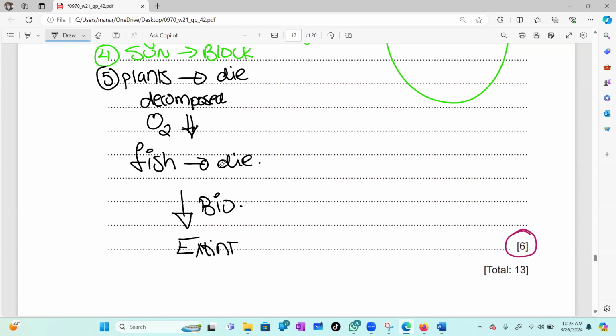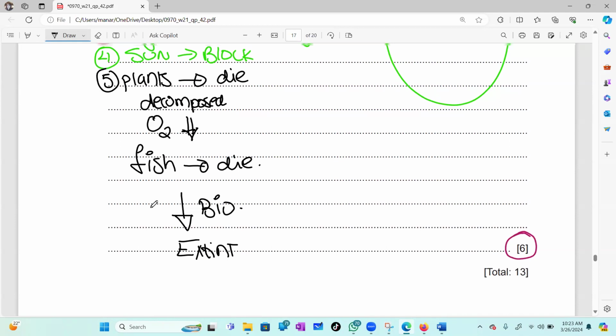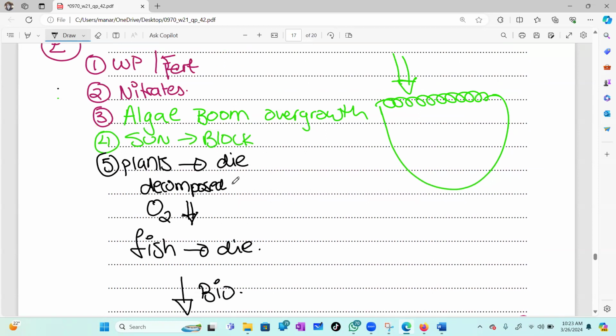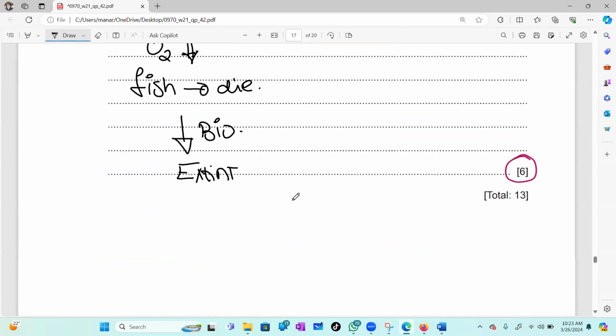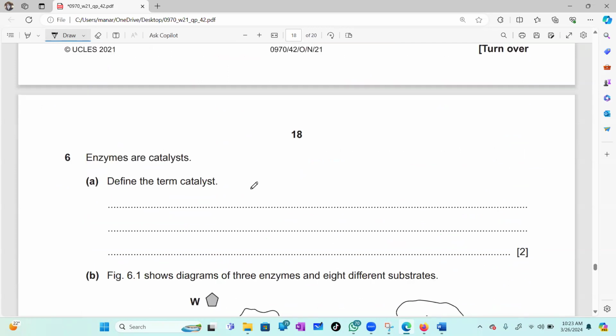So if you studied, you will do well. If you did not study, I don't know what will happen. So this is the last question that was out of 6 marks. Oh, that's not the last question.